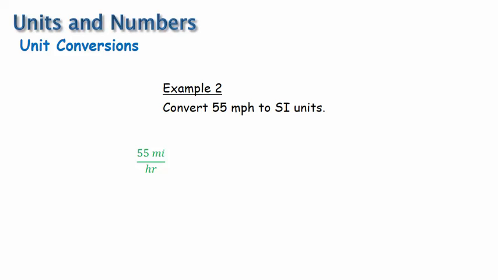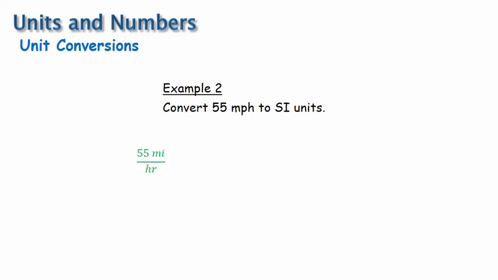Before we start to convert these units, let's recognize what the equivalent SI units are for miles per hour. This is length per time, so the appropriate SI units are meters per second. Okay, with that in mind, let's do the conversion.